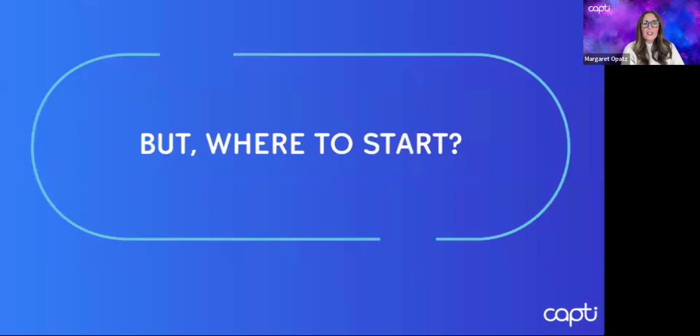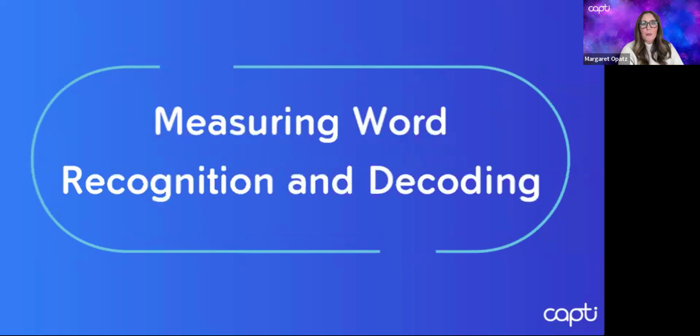So you might be thinking, but where do we start? Because adolescent readers are very different in terms of the instruction that they've had in the past and their specific needs. So my best recommendation of where to start is measure word recognition and decoding. If you think that a student has needs in building their ability to decode these multisyllabic words, measure it.